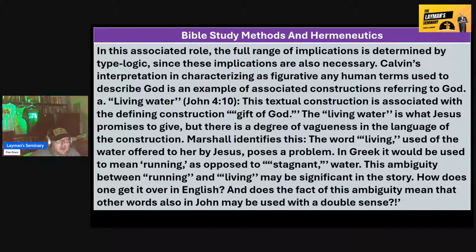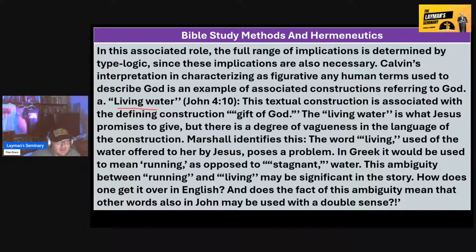A. Living water. The textual construction is associated with the defining construction gift to God. The living water is what Jesus promises to give, but there's a degree of vagueness in the language of this construction. Marshall identifies this. The word living used as the water offered to her by Jesus poses a problem. In Greek, it would be used to mean running as opposed to stagnant water. This ambiguity, meaning running and living, may be significant in the story.